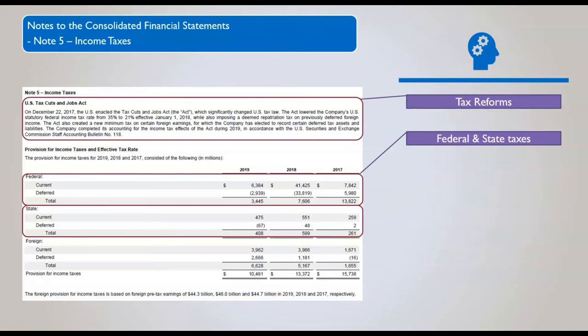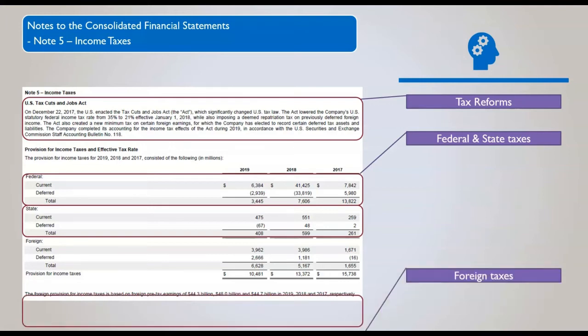In the table, we can see sections for federal, state, and foreign taxes. Here we've highlighted the federal and state taxes, and the key concept is that since Apple Inc.'s parent company operates in the United States, it is subject to both federal and state taxes in the US.